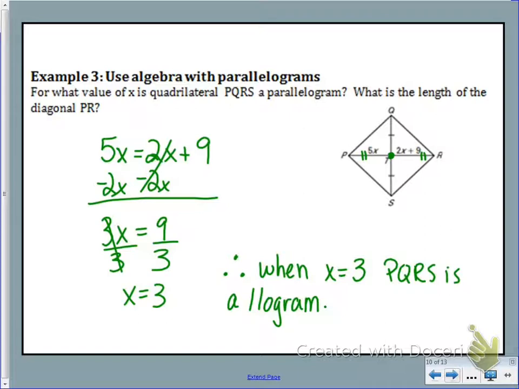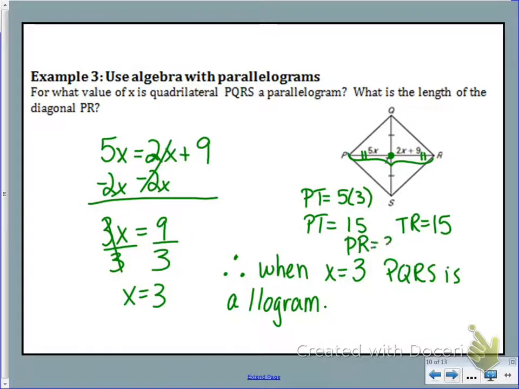Now we found x, then it says to find the length of diagonal PR. Well, if we know x is 3, then really that means PT is equal to 5 times 3, or 15. Now, if T is a midpoint, because it's bisecting that diagonal, then that means that TR is also 15 units. So therefore, we know PR is a total of 30 units. And we have found the information they needed.